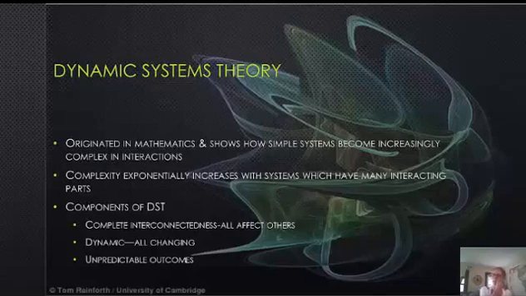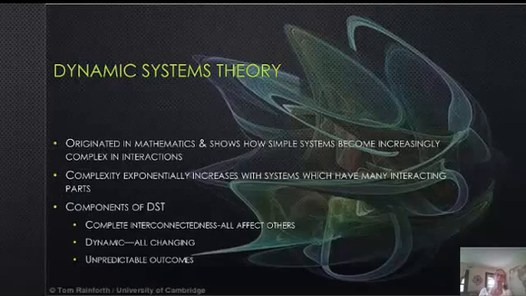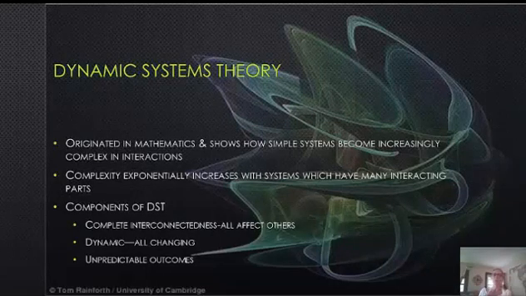To get into it in a little more depth, dynamic systems theory actually came out of mathematics. It shows how simple systems, simple mathematical equations, become increasingly complex in their interaction with each other. This complexity exponentially increases when we're talking about systems which are complex to begin with, and have many interacting parts, and then you start looking at all of the different ways that they can interact. Our complexity levels increase dramatically. Important components of dynamic systems theory.